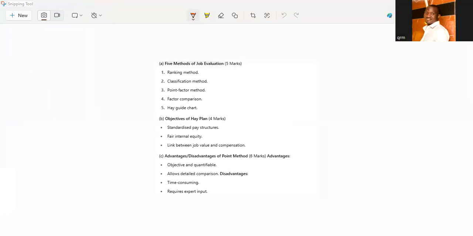Then the next question. Could you maybe just talk about the Hay plan method, just how it's done briefly? Okay. For the other ones, you're familiar with them. So ranking, here jobs are ordered from the highest to lowest based on their overall value.